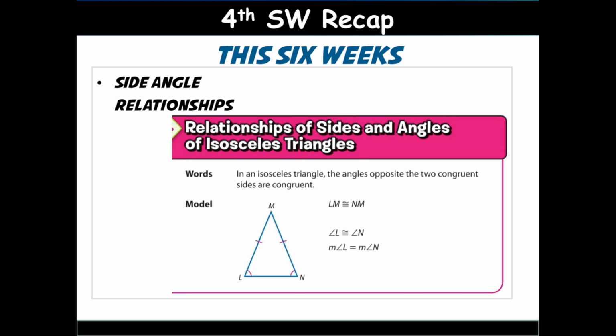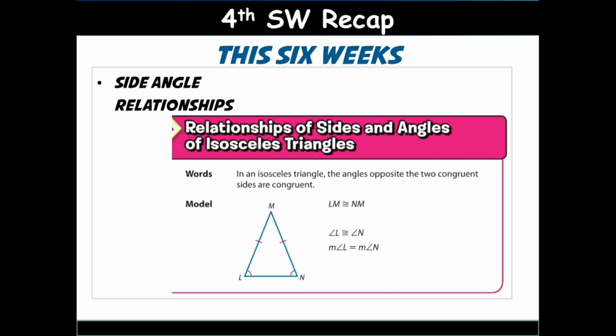Now, as far as the relationship of the different sides and angles of an isosceles triangle, let's take a look at it. If you look at side LM and MN, if you look at them carefully, it tells you they're congruent. Well, guess what? Because of the exterior, it affects the interior. So if those two sides are congruent, the angles on the bottom part of the triangle are also congruent.